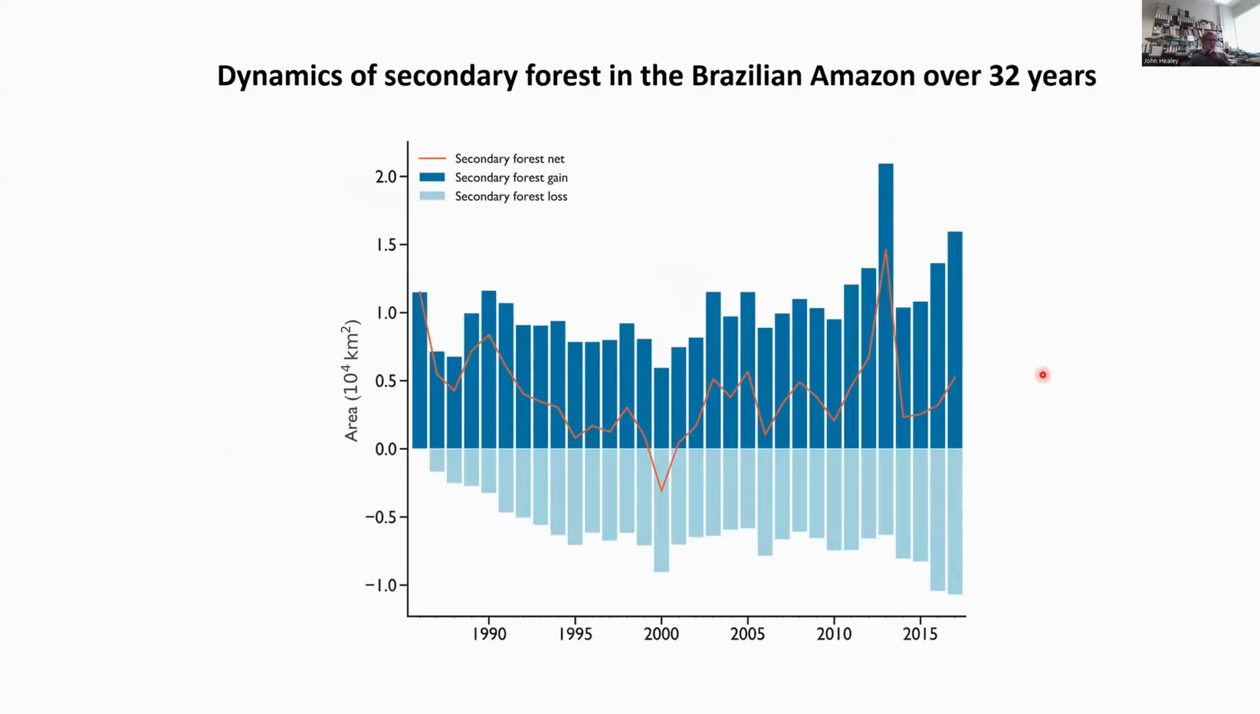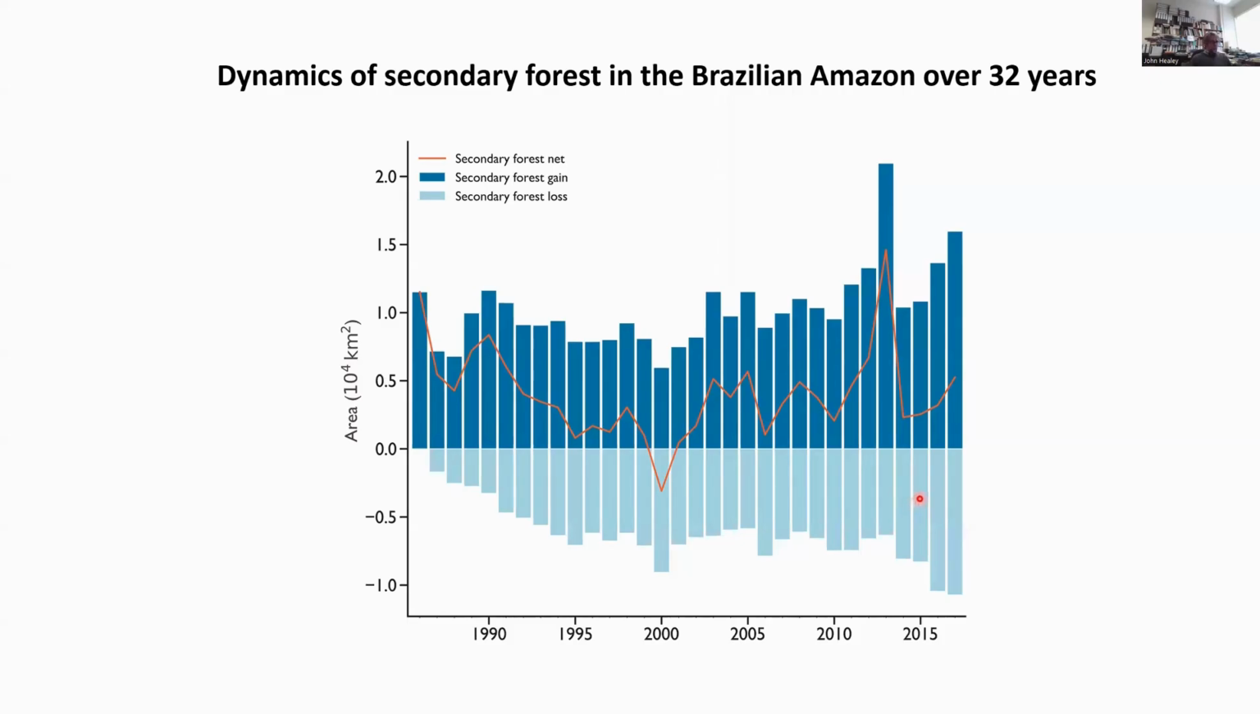So what might be of more interest is to look at the net result of this analysis across the whole of the Amazon. So I have the area here in 10,000s of square kilometers. In the dark blue bars here, annual bars, we have the rate of gain of secondary forest in each successive year through that transformation of the pixels.